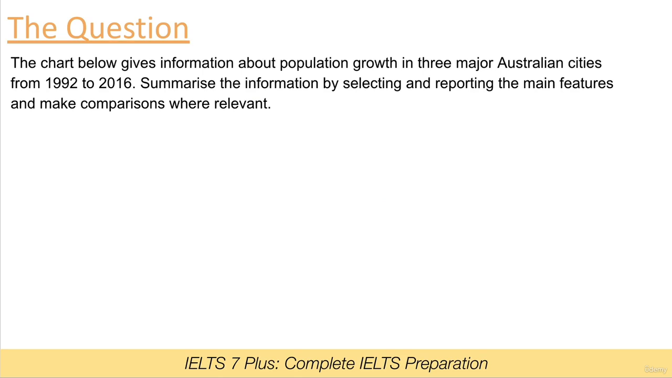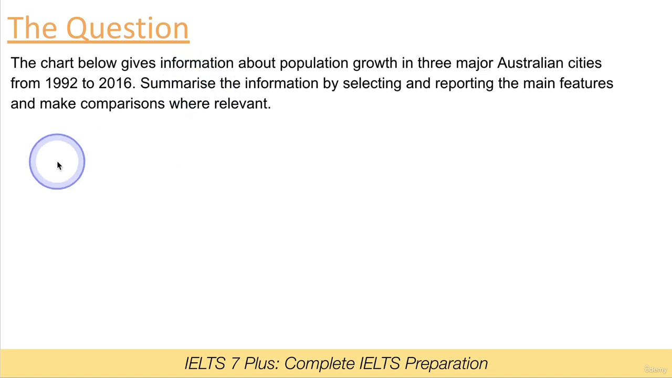The chart below gives information about population growth in 3 major Australian cities from 1992 to 2016. Summarise the information by selecting and reporting the main features and make comparisons where relevant. Right, so we've got instructions on this one, but nevertheless, we follow this every time. We want to, I'll get my pen, select and report on the main features and also make comparisons where they are relevant, not all the time, just when they're particularly important.